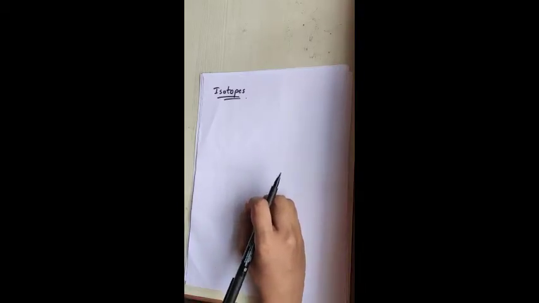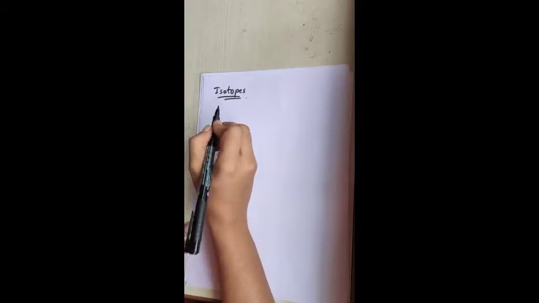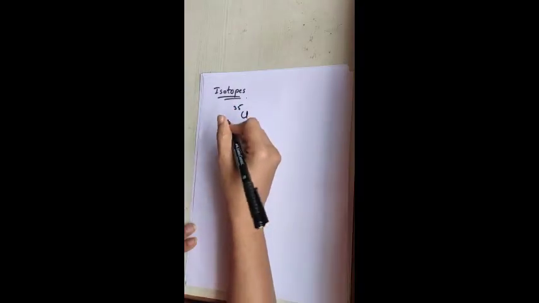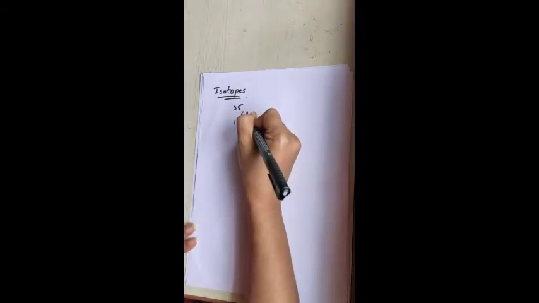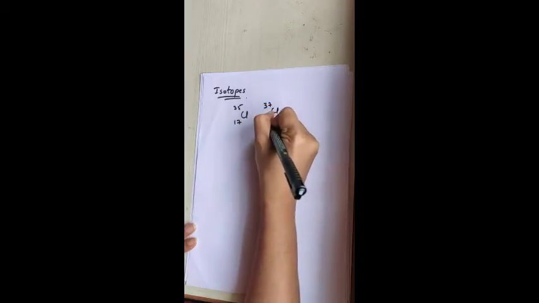So next we are going to study about three important terms: isotopes, isobars and isotones. The first term is isotopes. As I told earlier, atoms having same number of protons but different number of neutrons are called isotopes, and I have given one best example of isotope, that is chlorine. Chlorine has two isotopes, namely Cl35 and Cl37.